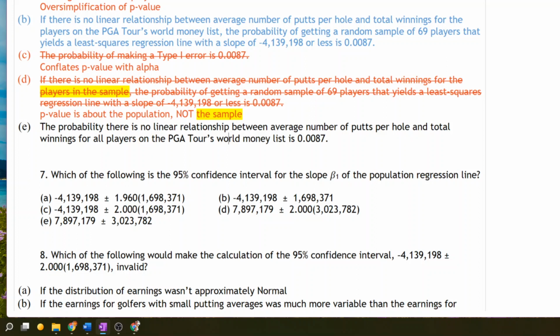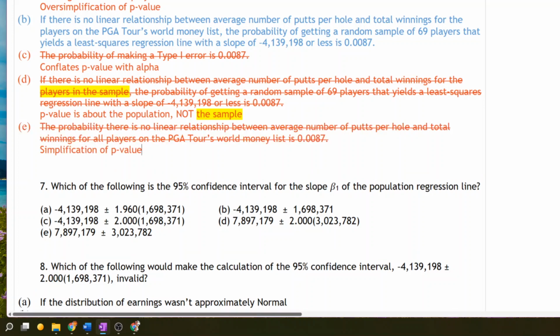In letter E, the probability that there is no linear relationship between the average number of putts per hole and the winnings for all players in the PGA Tour's World Money List is 0.0087. Just like letter A, this is an oversimplification of the p-value.